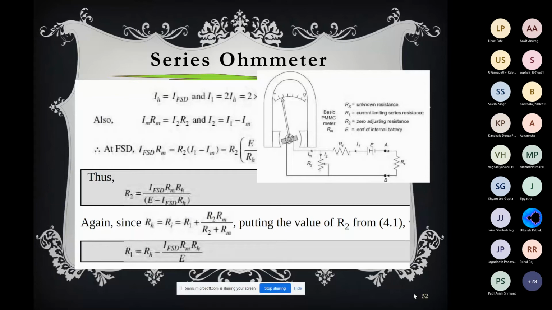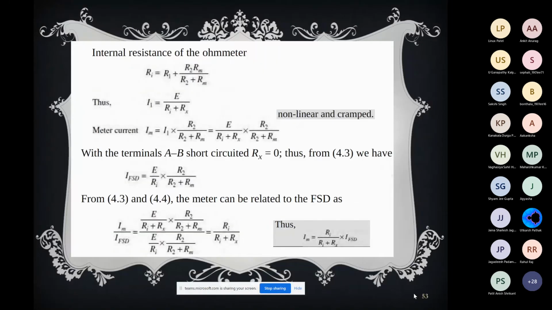Now, what is the current flowing at any point of time? The meter current Im can be known if we know Ri, which is the combination of resistance and can be easily known, IFSD, and the unknown resistance Rx. If we know those things, we can find Im, the current flowing through the meter.